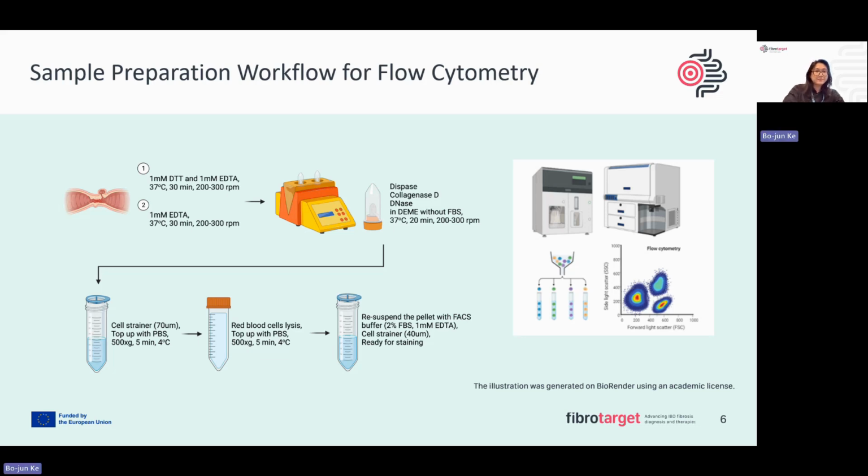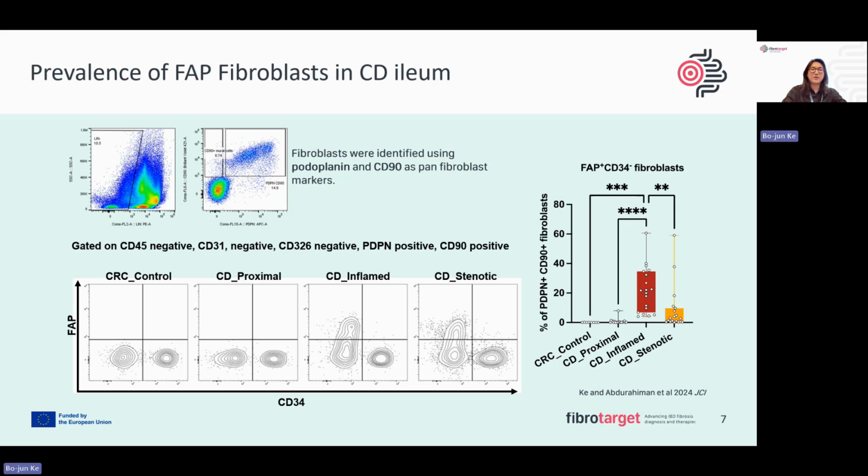Afterward, we will use antibody staining and acquire the antibody signal with fluorescent detection by flow cytometry. This is an example of how we identify the fibroblasts in the tissue. After acquiring the sample on the flow cytometer, we use lineage markers, for example, CD45, CD31, and CD326, to remove the immune cells, endothelial cells, and epithelial cells. And then further, we can use gating to find fibroblasts based on podoplanin and CD90 as pan-fibroblast markers. And furthermore, we can use FAP and CD34 to identify the pathogenic subset, which is FAP fibroblasts in the Crohn's disease ileum.